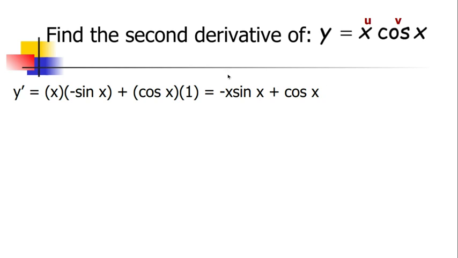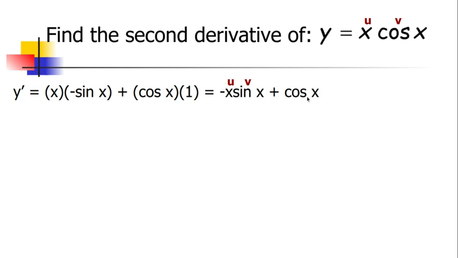We want to take the derivative of this. So negative x sine x, that's going to have to be a product rule. And then cosine x, we'll just take the derivative of at the end. So again, we're going to identify our u and our v and do our u dv plus v du.